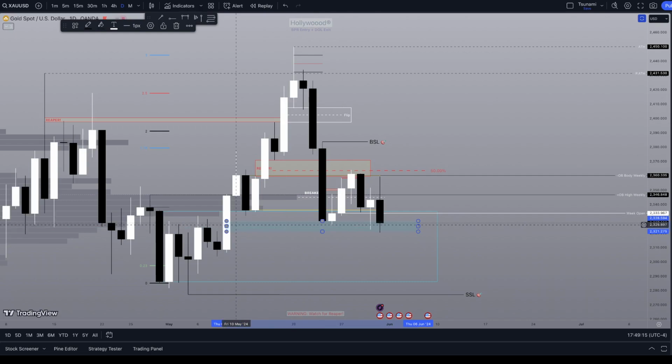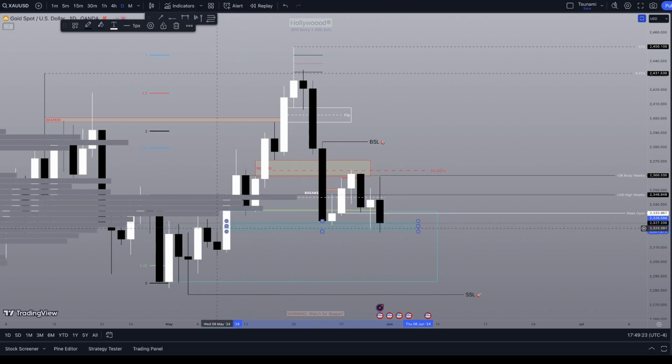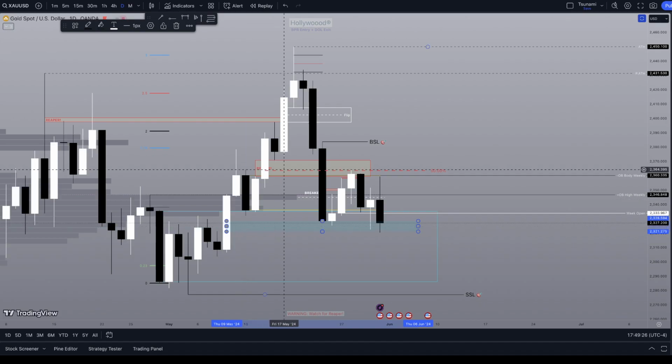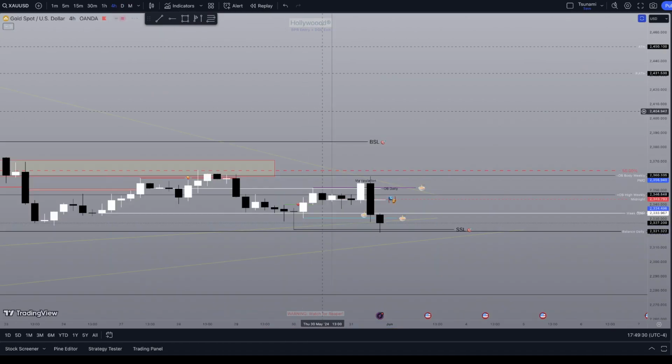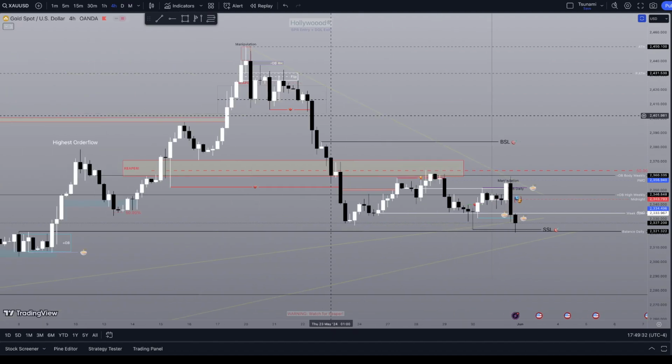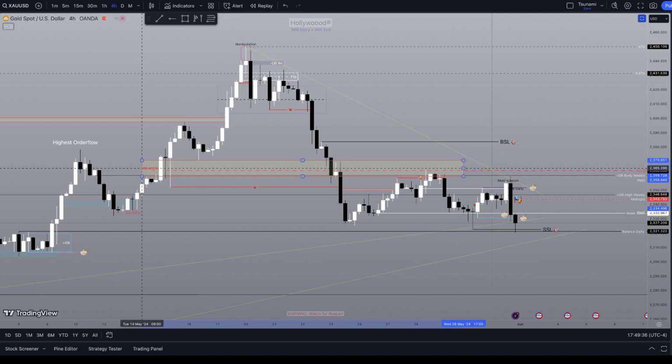This is the strongest one. This one did not get disrespected, right? And so this would also be a Reaper, more of a Reaper on the daily. Actually, this is more of a daily Reaper. This one was more of a 4-hour Reaper because it was more so in the discount range of the 4-hour. So that's why I saw it on the daily, and it didn't.